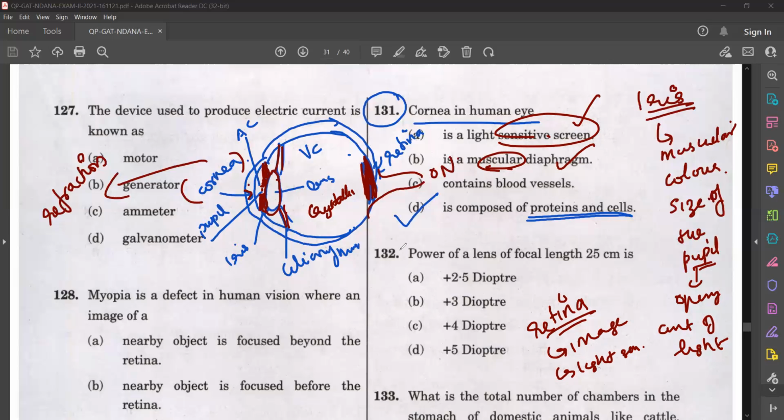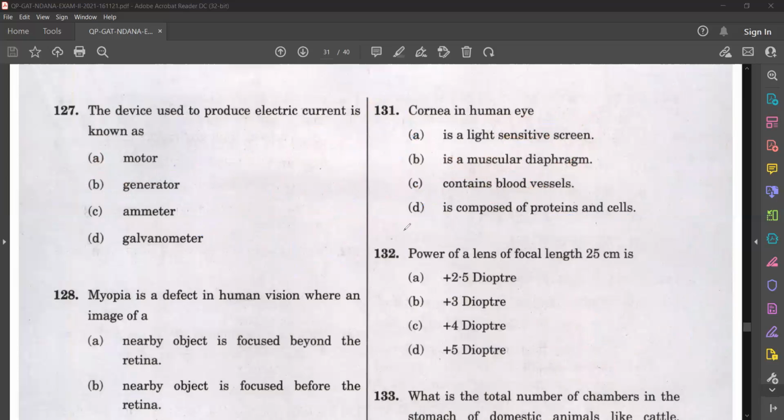Next we have the optic nerve. What is the optic nerve? The optic nerve transmits the information from the retina to the brain. Then there is one more thing, the ciliary muscles, that hold or fix the lens. So that is the overall view of an eye. So here, the cornea is composed of proteins and cells. That is the correct answer.